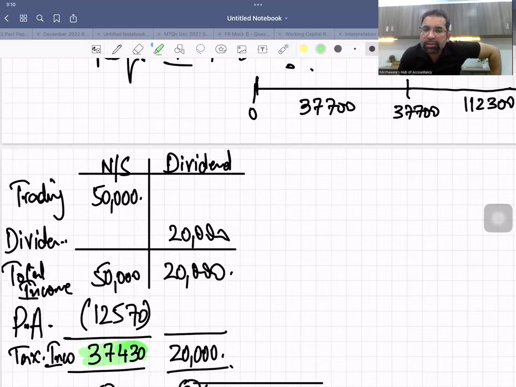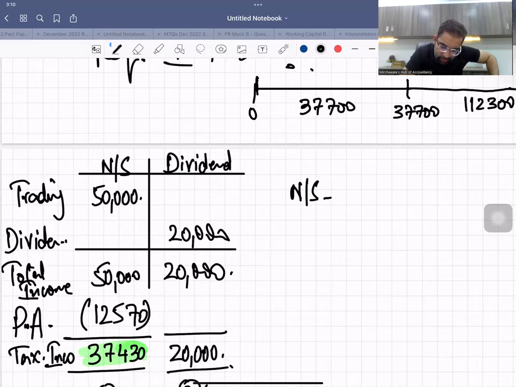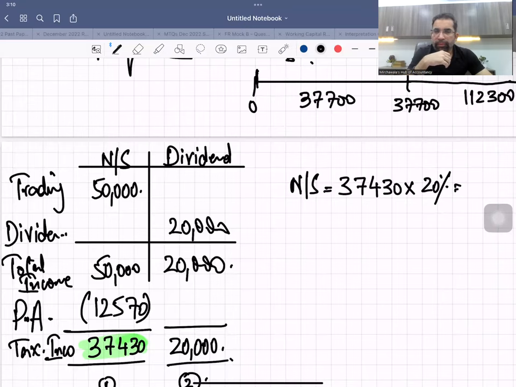So what you will write here is non-saving, 37,430 multiplied by the tax rate of the first band. The tax rate of the first band is 20%. So 37,430 multiplied by 20% becomes 7,486.